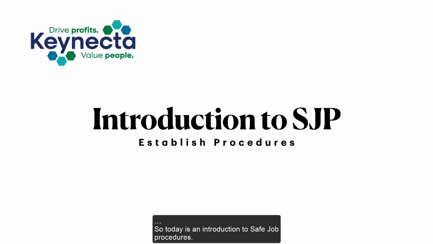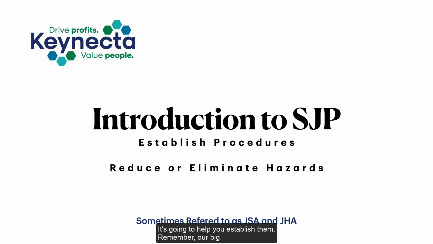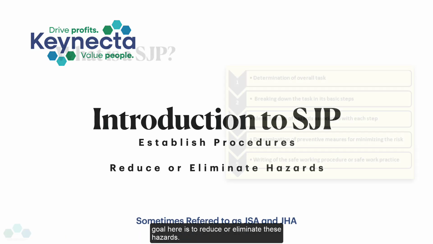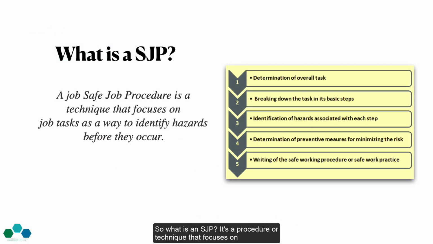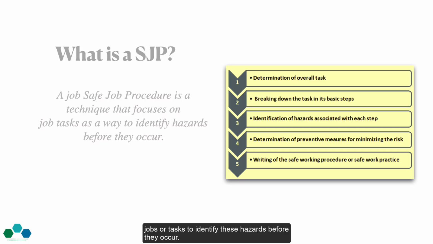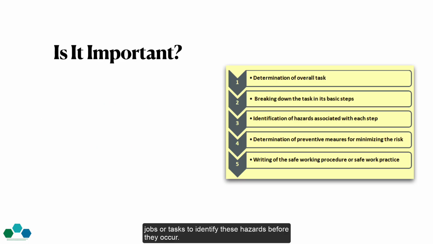So today is an introduction to safe job procedures. It's going to help you establish them. Remember, our big goal here is to reduce or eliminate these hazards. So what is an SJP? It's a procedure or technique that focuses on jobs or tasks to identify these hazards before they occur.